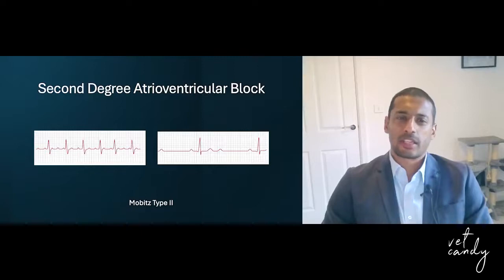Mobitz type 2 second-degree AV block is more likely pathological. In this form, the PR intervals are constant rather than prolonging. The milder second-degree AV blocks may not need treatment.